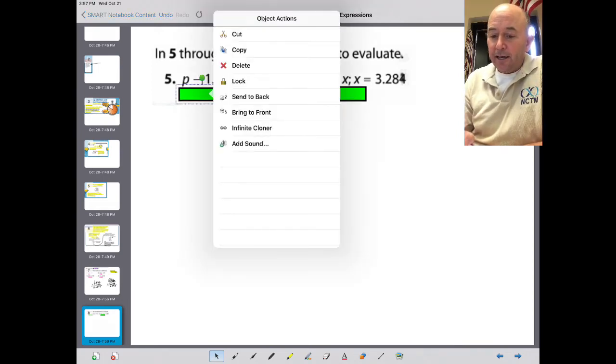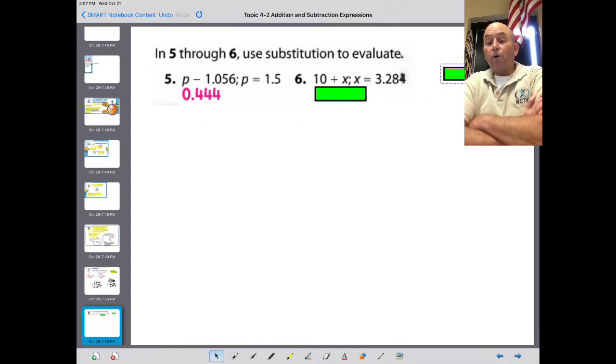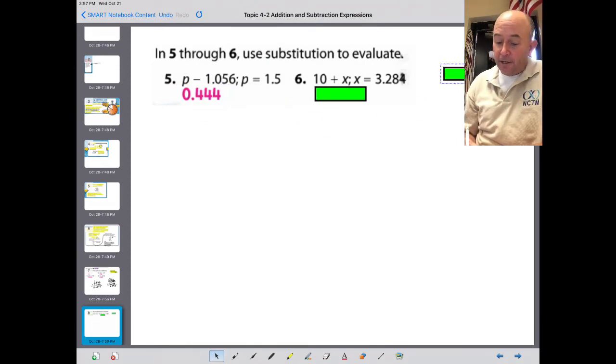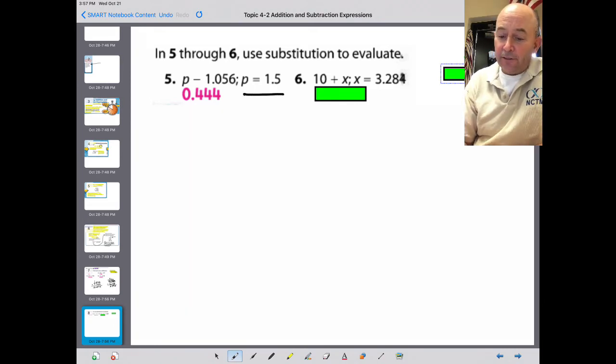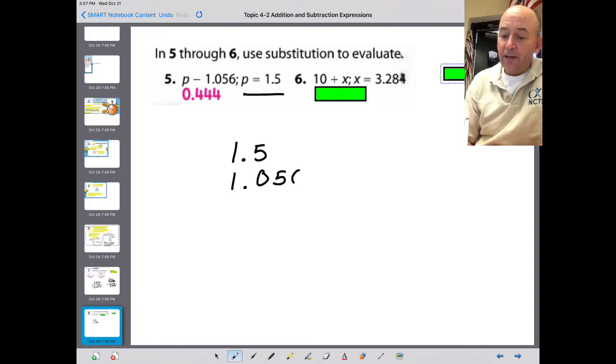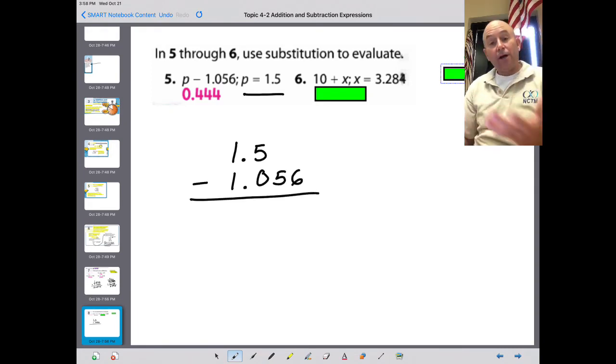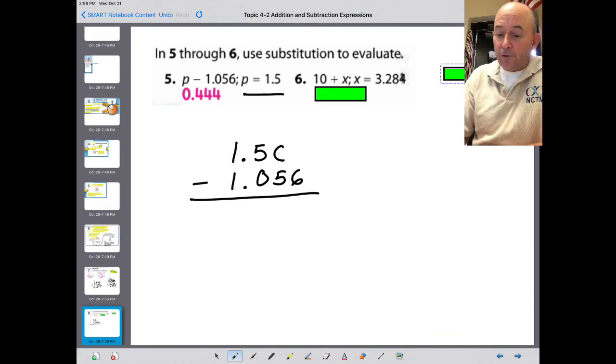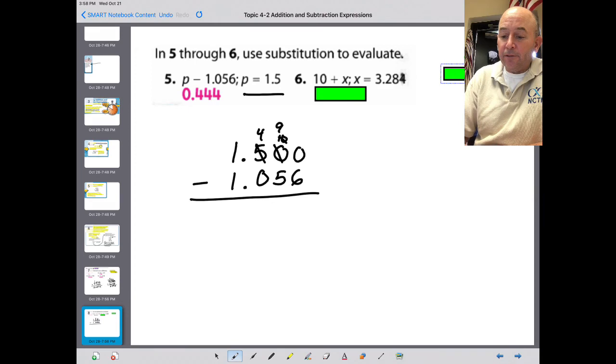Number 5, the answer is 444 thousandths. Again, now the expression is P take away 1 and 56 thousandths, and P equals 1 and 5 tenths. So what you have to do is set up 1 and 5 tenths to take away 1 and 56 thousandths. And again, this is quite a process here. So you're going to annex some zeros up above there, and now you're going to borrow from this 5 to become 4. This will become 10, but you borrow, so it becomes 9, and you have 10.